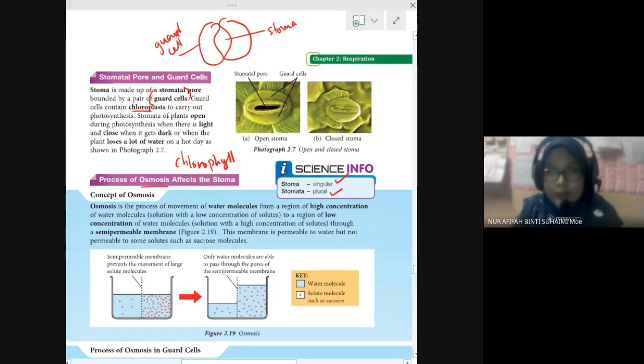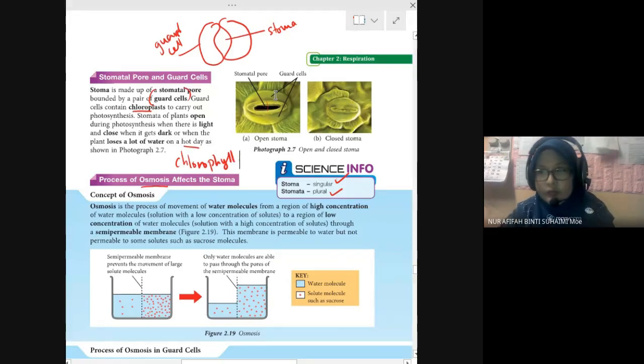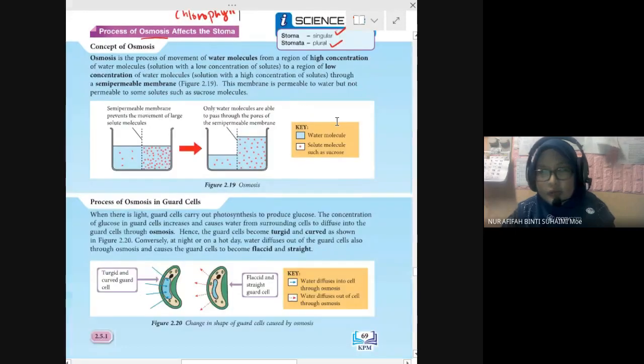Okay. Stomata of plants open during photosynthesis when there is light, and close when it gets dark or when the temperature is higher on a hot day. Okay, that is the function of stoma. Okay, next, osmosis.